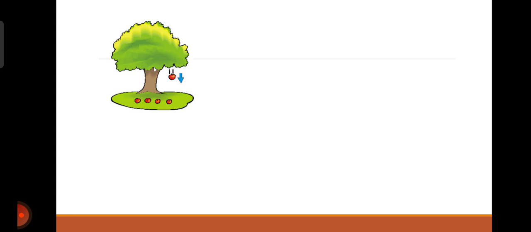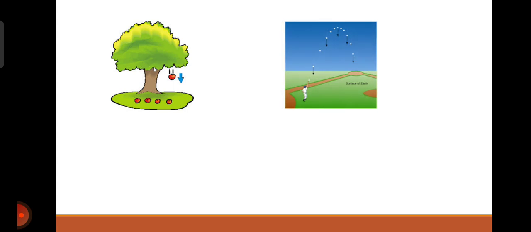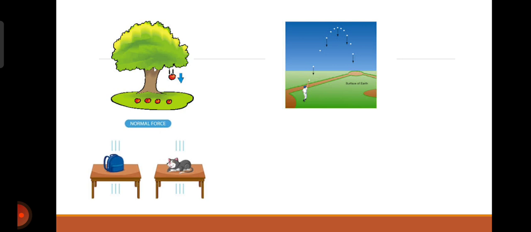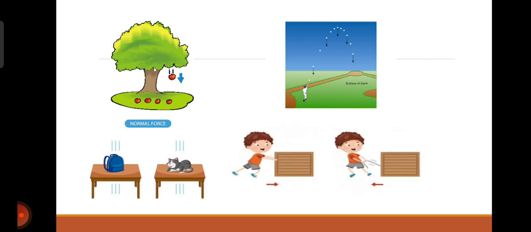Oh, what is happening over here? An apple is falling down from a tree. Here, a boy is throwing a ball and it is falling down after some time. Here we can see that a bag and a cat are lying on a table. Here a boy is trying to push an object, and in another image a boy is trying to pull the object. So why are all these things happening?